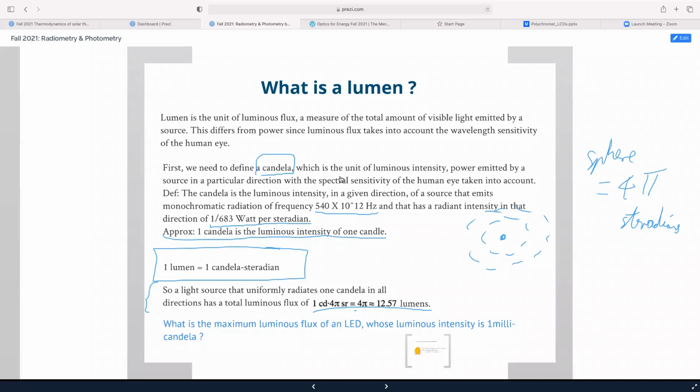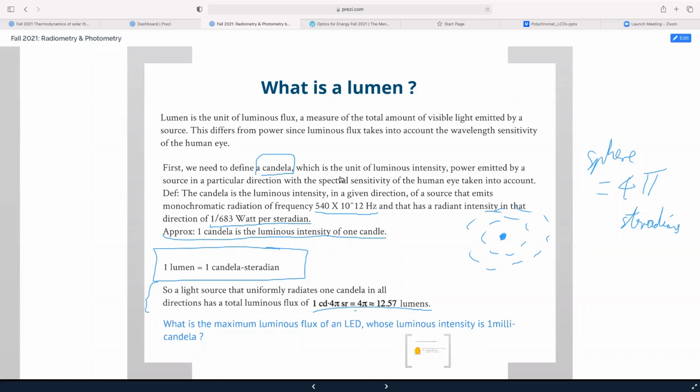So this particular example here. What is the maximum luminous flux of an LED whose luminous intensity is 1 millicandela? Now, first of all, let's think about what it's asking. So I have an LED. I have a luminous intensity of 1 millicandela, which is like my point source here, drawn here, right?